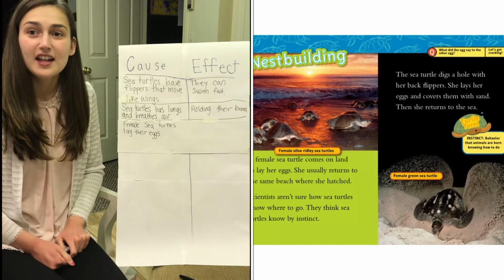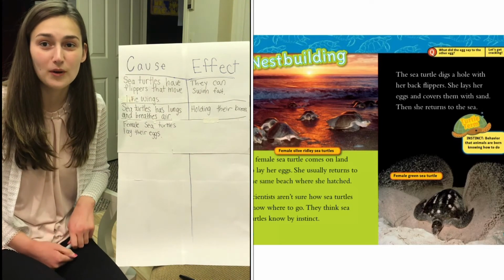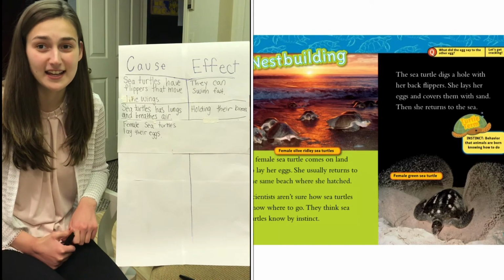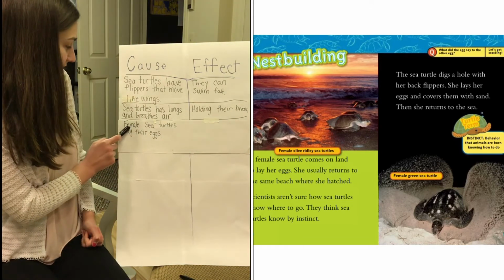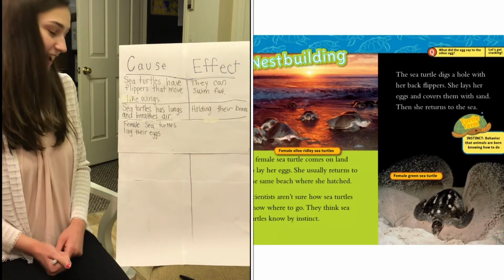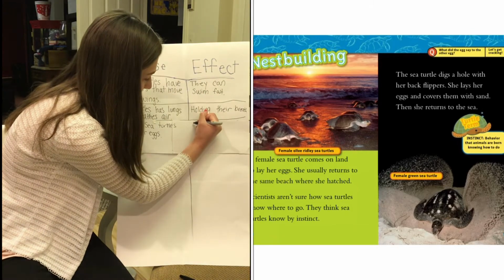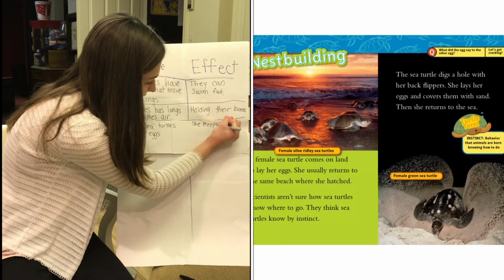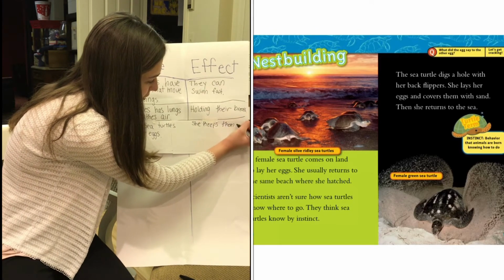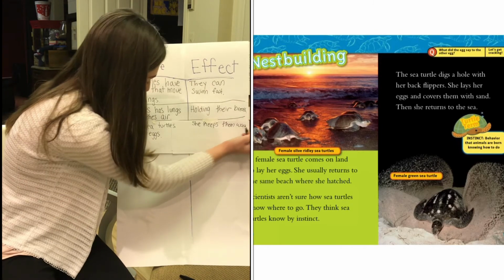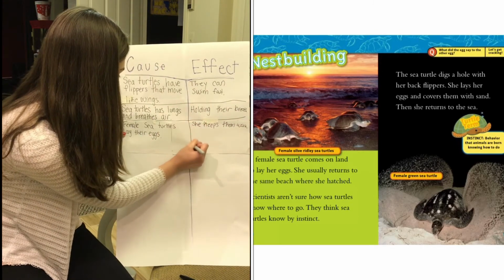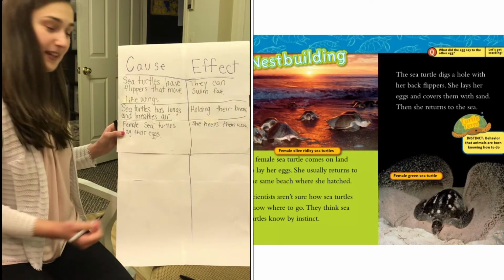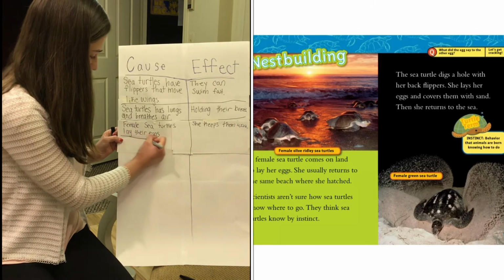Let's keep reading. The sea turtle digs a hole with her back flippers. She lays her eggs and covers them with sand. Then she returns to the sea. So the effect of the female sea turtle laying her eggs is that she keeps them warm. Okay? So our female sea turtle lays her eggs and then she keeps them warm. Good job.